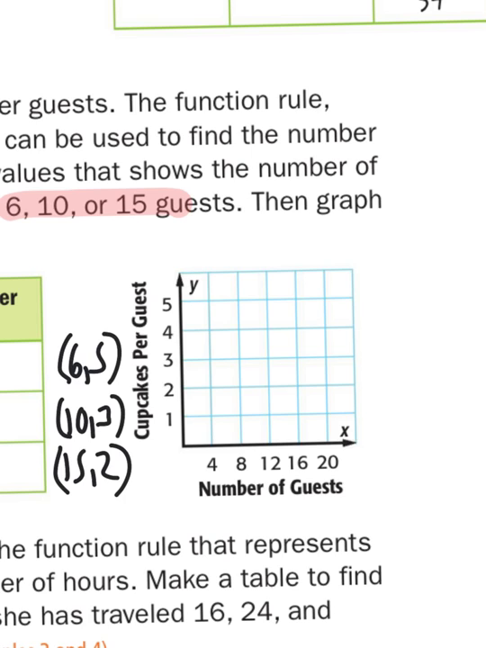So, number of guests. Remember, the x value is the number of guests, so the 6 is where we go over to here. So I'll go over to the 6, and I'll go up to the 5, which will put my dot right there. Okay. For 10, 3, I'm going to go over to 10, which is between the 8 and the 12, and up to the 3, which would be right here. And last, for the 15, 2, I'm going to go over to 15, which will be right about there. And I'm going to go up to the 2, which will be right about there. So 15, 2. Okay, so that completes my graph.